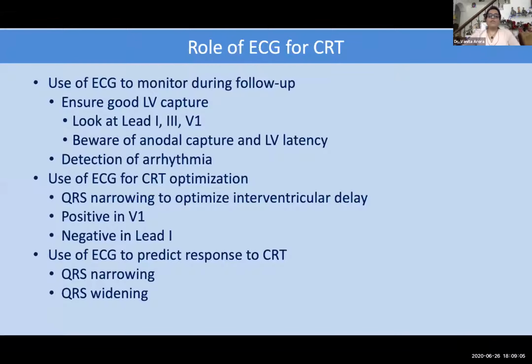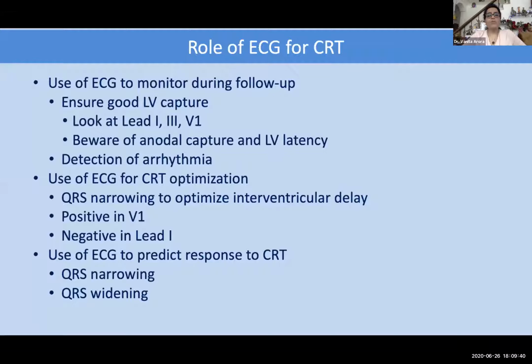Now, what is the role of ECG post-CRT? Once we do the CRT, we use ECG to monitor the follow-up of the patient. We ensure good LV capture. We look at leads 1, 3, and V1. And we should be aware to look at the LV latency and anodal capture. We'll discuss about this in the subsequent slides. The detection of arrhythmia has to be seen, whether the patient is in atrial fibrillation or is having frequent VPCs. You have to look at the narrowing of the QRS and optimizing the delays.